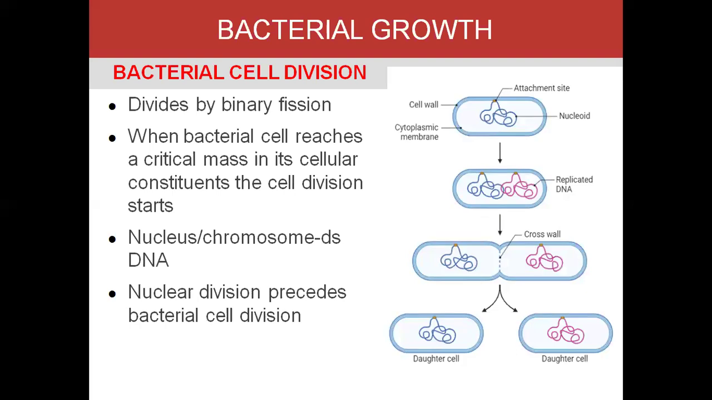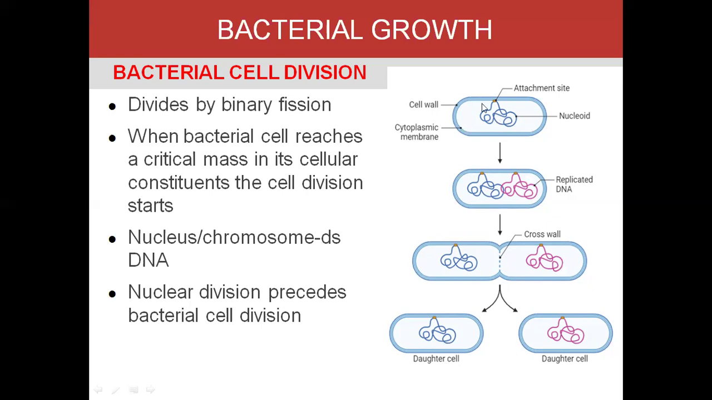And next, bacterial cell division. So how does the bacteria divide? The bacteria divide by the process called binary fission. Binary fission is a process of cell division. So how does binary fission take place? Here, first of all, the bacteria feed upon the nutrients. The bacteria reach the critical mass in their cellular constituents and the cell division starts.